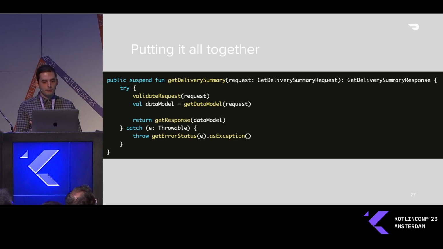So, putting it all together, we've walked through the code for the basic pattern. Our API validates the requests, gets the data model, transforms it to a response, and maps any errors to the appropriate response code.